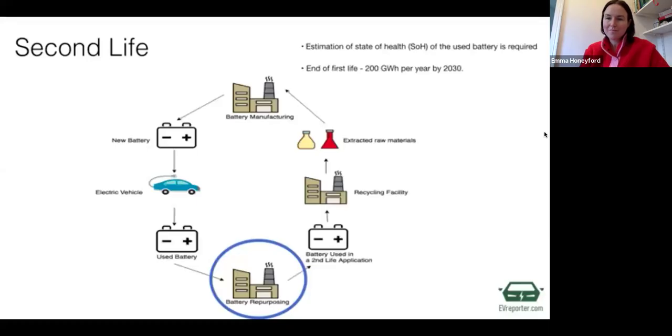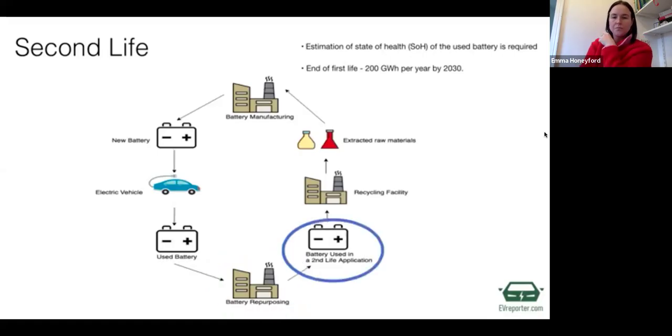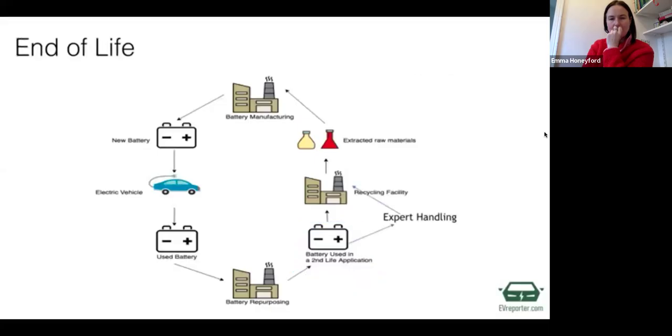In 2025, more than 50 gigawatt hours of batteries from EVs will reach the end of their first life globally. This number is expected to rise to 200 gigawatt hours per year by 2030. Now, this presents a huge energy storage potential. The lifespan of a lithium-ion battery can be prolonged for up to 20 years through repurposing, thus delaying the need to dispose of the battery.